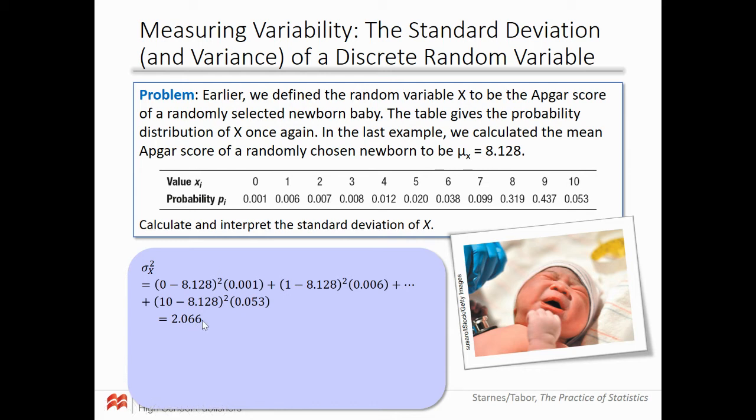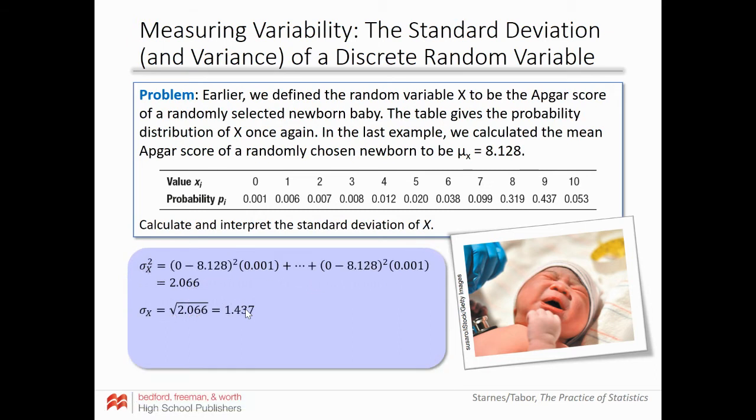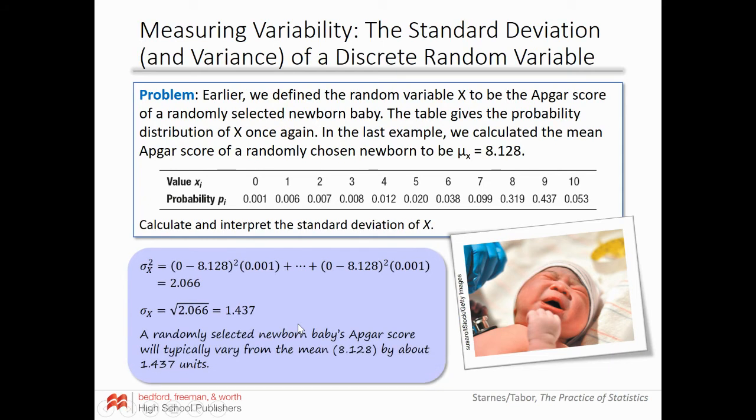So it's 2.066, but remember that's the variance. To find the standard deviation, you have to take the square root of it. You get 1.437. Then to interpret: a randomly selected newborn baby's APGAR score will typically vary from the mean, which is 8.128, by about 1.437 units. Same kind of interpretation as before. It's the typical distance you vary from the mean.